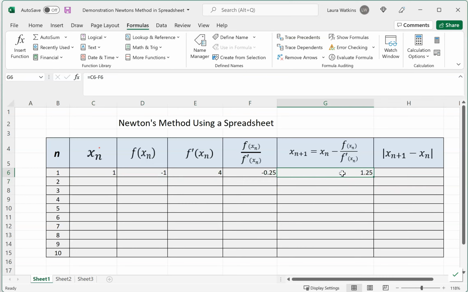So this is the value we want to start our second iteration with. This is located in G6. So on the second row, we're going to enter equals G6. It's going to pull that value in.